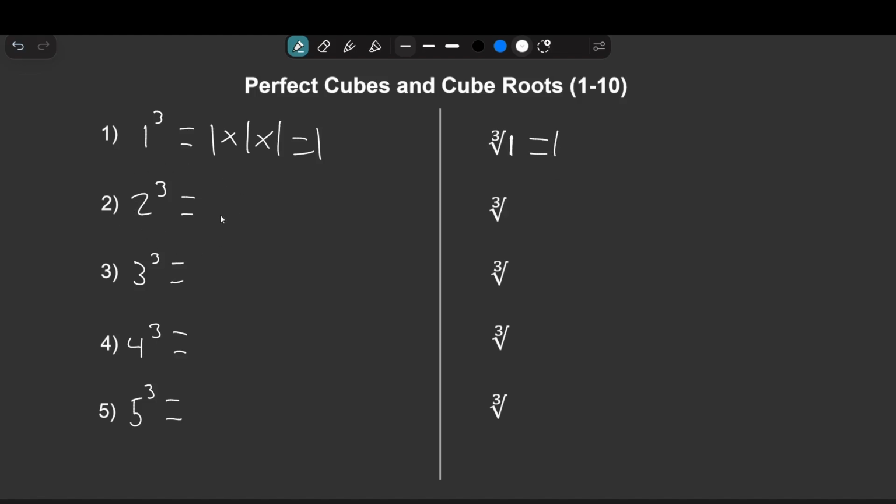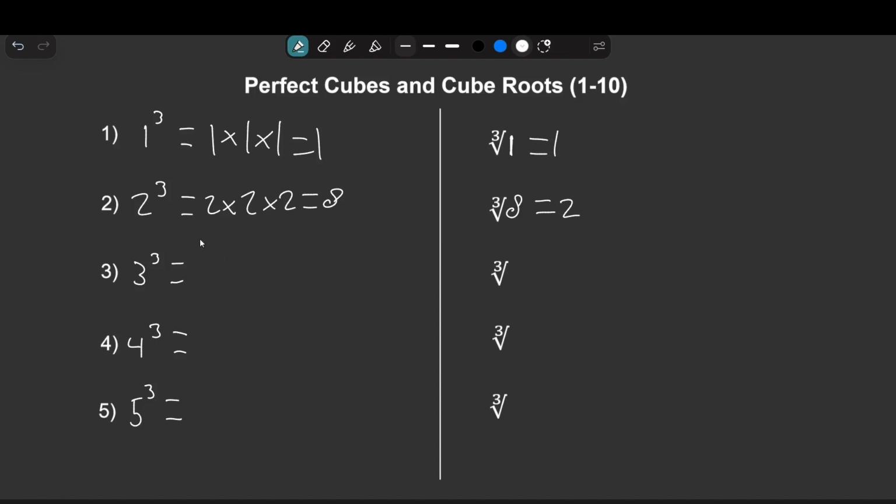So let's move on to number 2, where we have 2 cubed. So again, we times the 2, or our base, as you can call it, by itself 3 times. So 2 times 2 times 2 will equal 8. So also the cube root of 8 will be 2, because it is the inverse of cubing a number. But now we just have to think what times itself 3 times will equal 8. So the answer for the cube root of 8 will be 2, as you can see to the left.